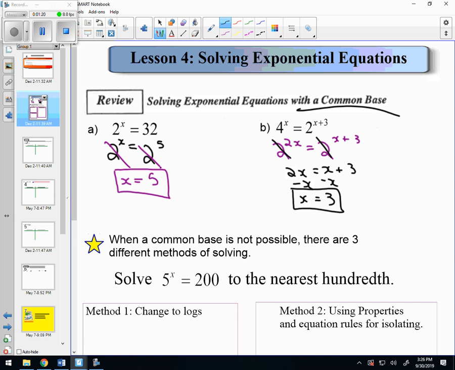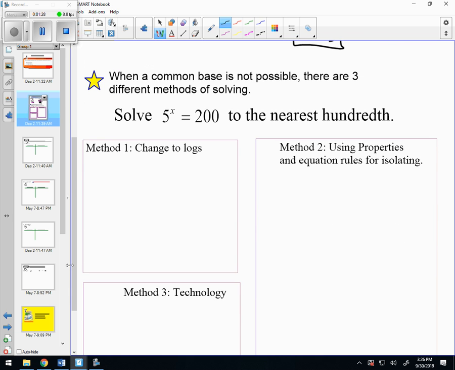So what we're doing today is solving when you cannot find a common base. So there's two different methods. We're going to focus primarily on 1 and 3. Method 1 is how you're going to be expected to solve it on the diploma when it says solve algebraically. So 5^x equals 200. The first method is to convert it to logs.